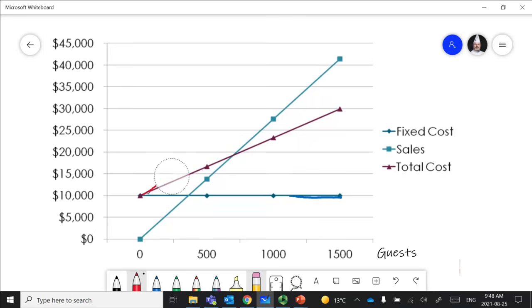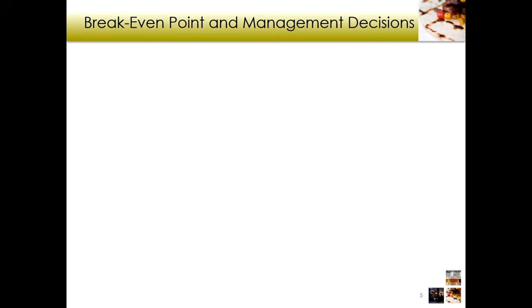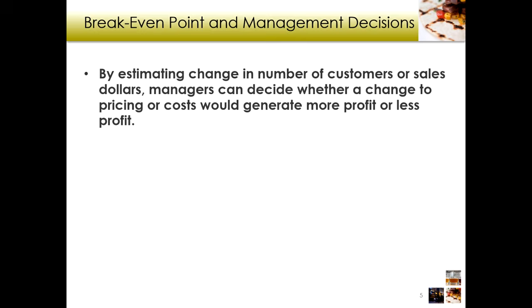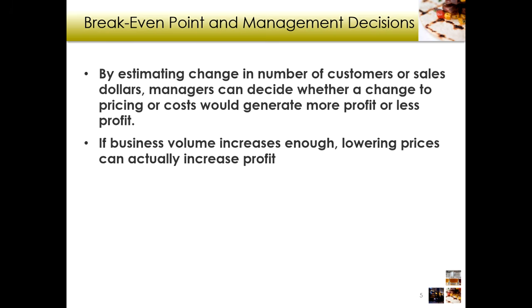So you can use break-even point to look at your business as a whole, but you can also use it to see how much you would need to increase your sales or decrease your costs by in order to pay for a new piece of equipment quickly, or do a special function or a special promotion, and what the costs are going to do with it. So by estimating the change in number of customers and sales dollars, managers can decide whether a change to pricing or costs would generate more profit or less profit. If business volume increases enough, lowering prices can actually increase profit.